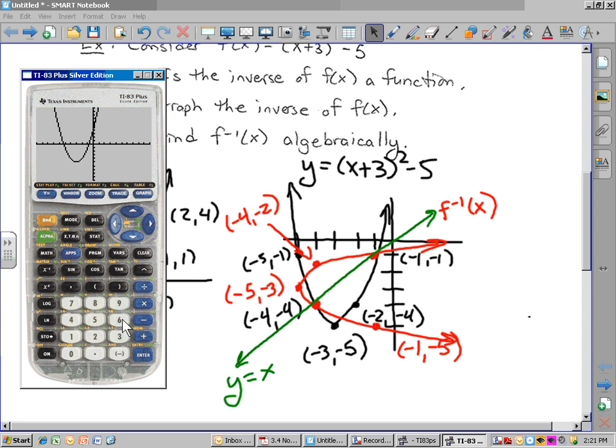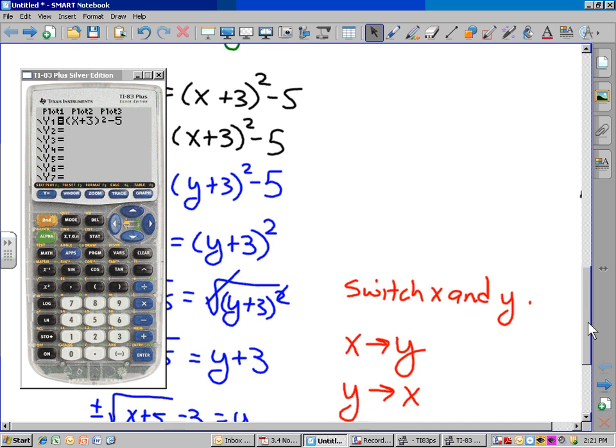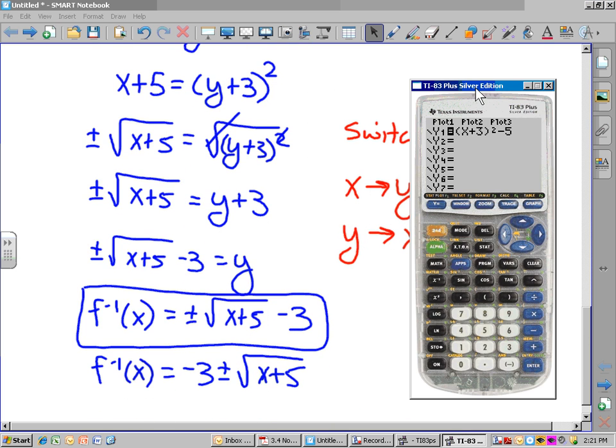There's two ways you can do that. First, algebraically we've done it. Okay, we found the equation. Plus or minus the square root of x plus 5 minus 3. So I'm going to put in the square root of x plus 5 minus 3 and negative the square root of x plus 5 minus 3. And there we can see the inverse graph.